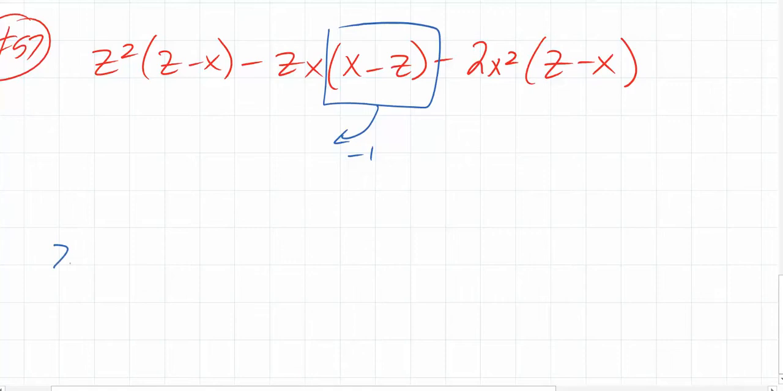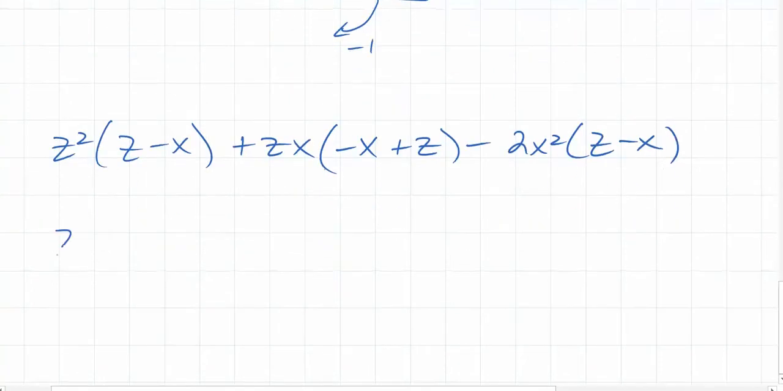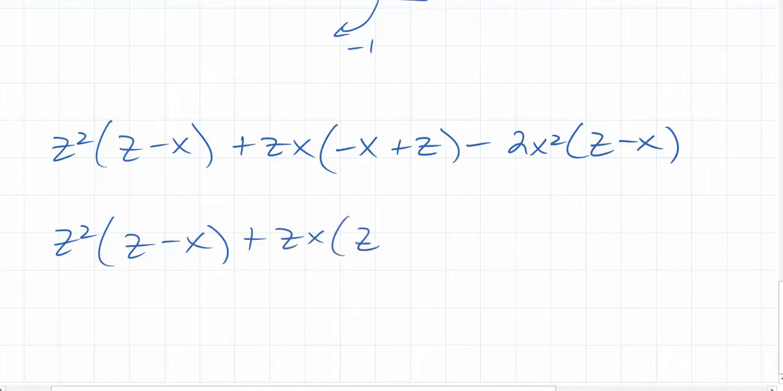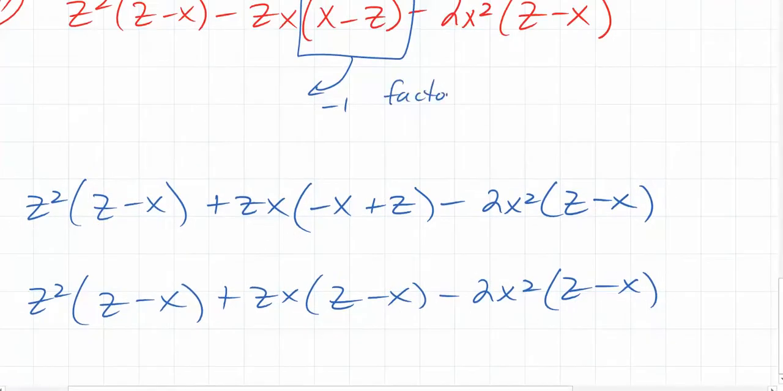Yeah, so it doesn't change anything on the first term, because I'm not doing anything to it. But if I factor out a -1, what does it become? Plus ZX, and the middle becomes -X plus Z. And did I do anything to this other term? No. But what's another way to write -X plus Z? You have Z minus X plus ZX times Z minus X minus 2X squared Z minus X. So what was that step I did? I factored out -1, and what that does is it switches the order of subtraction.